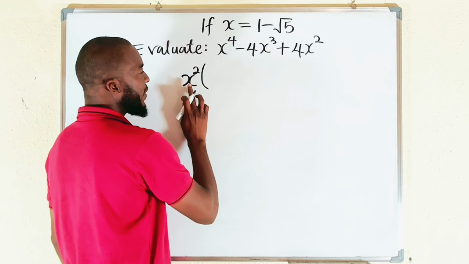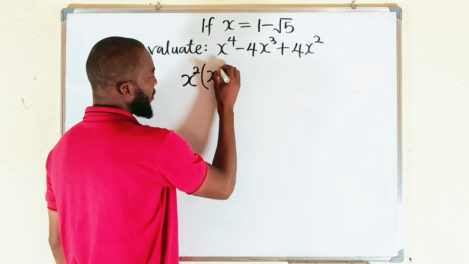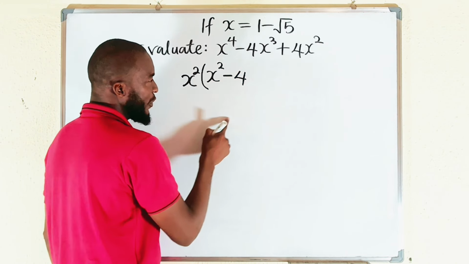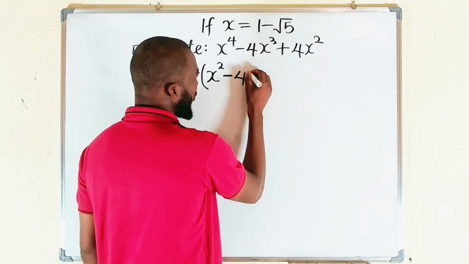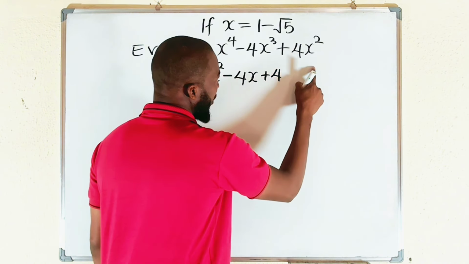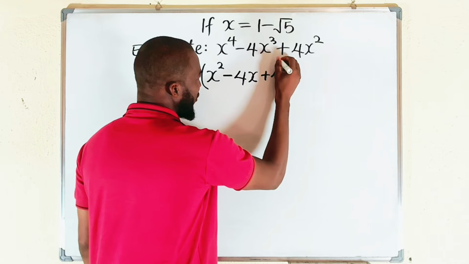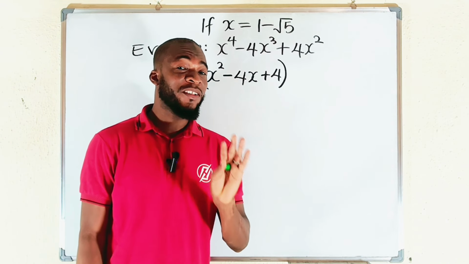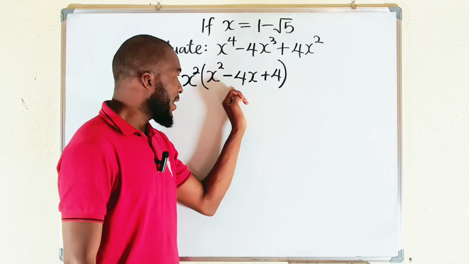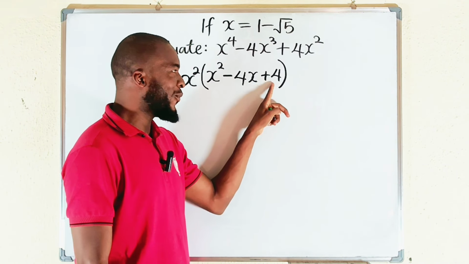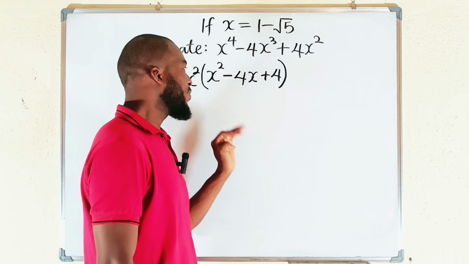X to the power of 4 divided by x squared will give us x squared, minus 4x cubed divided by x squared is just x, then plus 4x squared divided by x squared is just 1. This is a perfect squared quadratic expression. Why? Negative 4 divided by 2 is negative 2, and that negative 2 squared will give us 4, which implies that this is a perfect square.